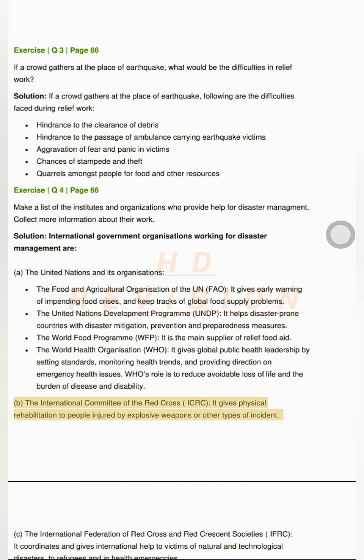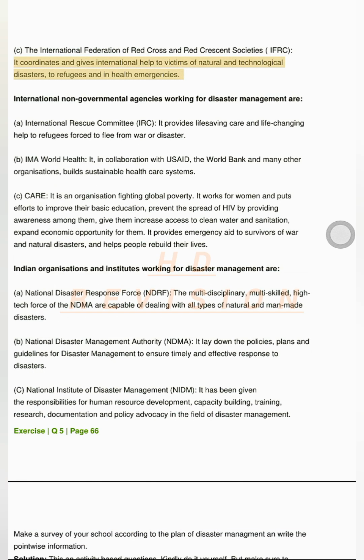B. The International Committee of the Red Cross, ICRC, gives physical rehabilitation to people injured by explosive weapons or other types of incidents. C. The International Federation of Red Cross and Red Crescent Societies, IFRC. It coordinates and gives international help to victims of natural and technological disasters, to refugees and in health emergencies.